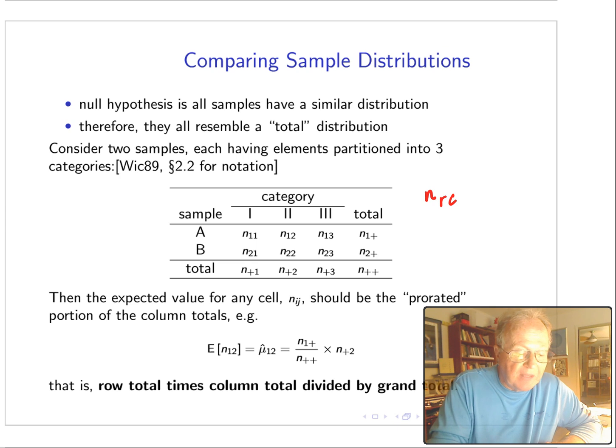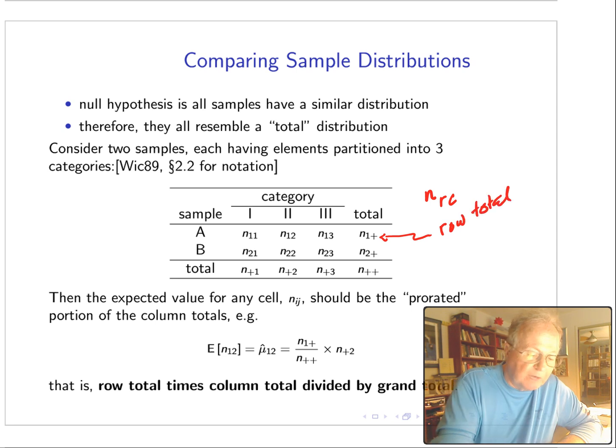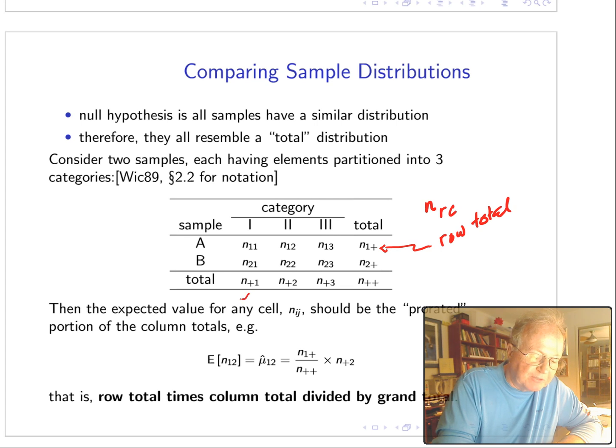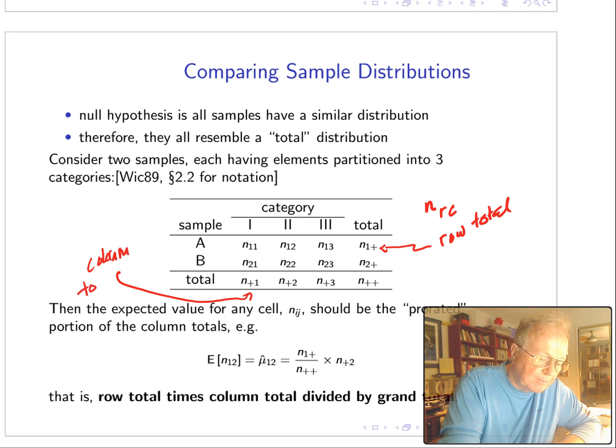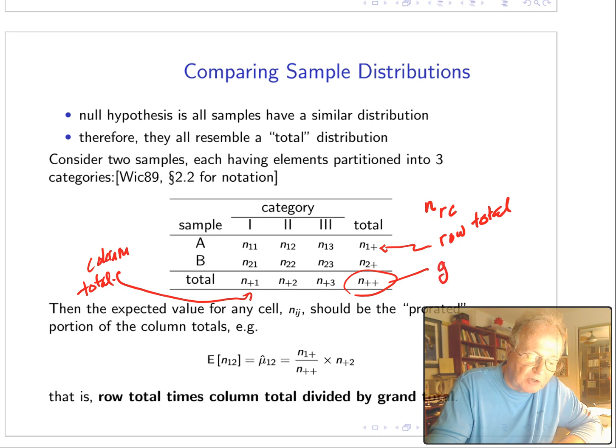All right. Then we sum both the rows and the columns. So we have this crazy thing here with a plus, and that says this is a row total. So we've summed it over all columns. If we sum down, then we put the plus in the first position, and that's a column total. And of course, if we sum the sums, then we've summed over both rows and columns, and that's what's called the grand total.